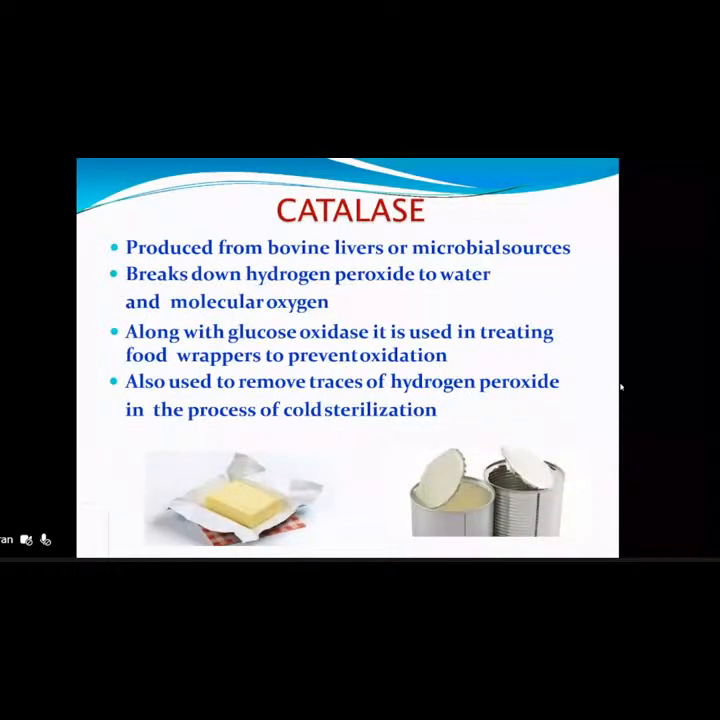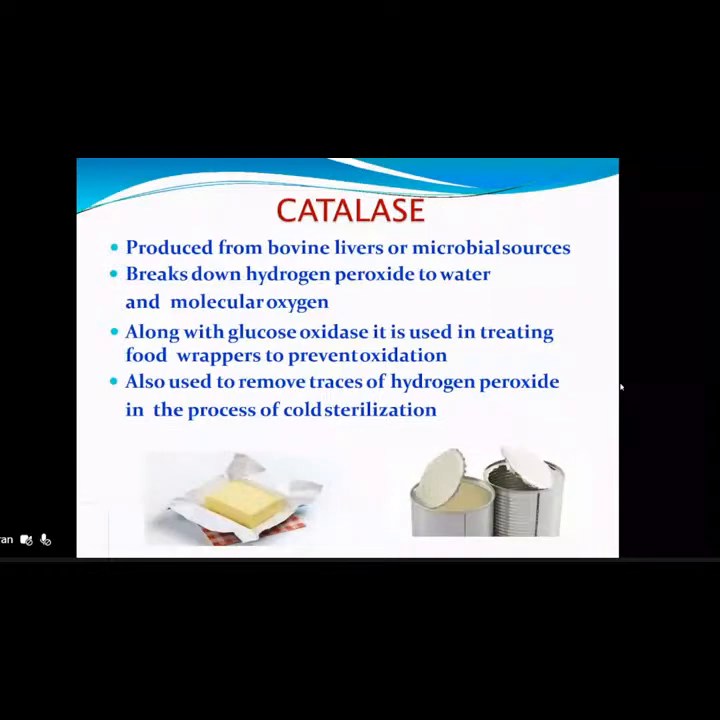Okay, catalase is another excellent enzyme. It is produced from bovine liver and also from microbial sources. What is the function of catalase? Catalase breaks down hydrogen peroxide, H2O2, to form water and molecular oxygen. You know that hydrogen peroxide is very toxic in our body and also in food items, right? So in order to remove hydrogen peroxide in food items, we use catalase.